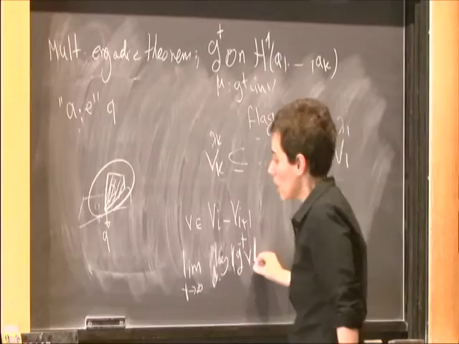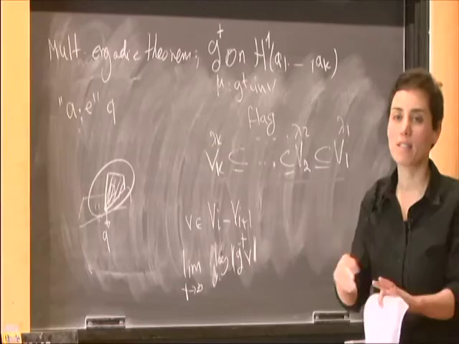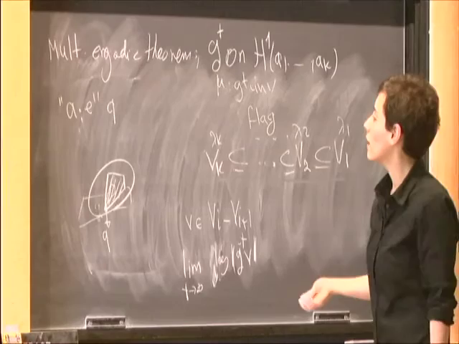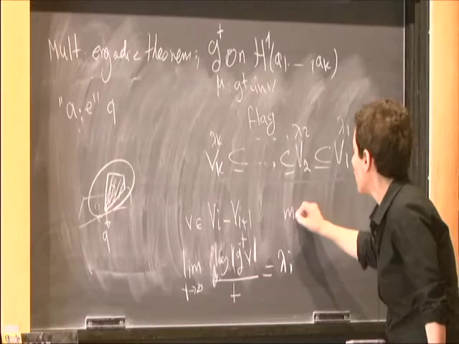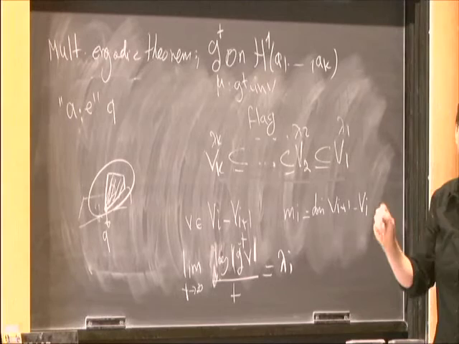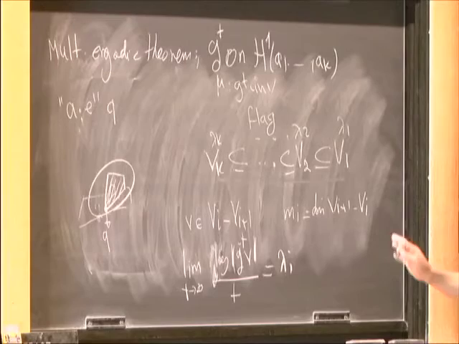If you start from v, go along the geodesic flow, fix some norm on your space, and see how the length of this norm grows, then it grows exponentially, and these numbers are called Lyapunov exponents: the limit divided by t is lambda i. And m_i, the dimension of V_i minus V_{i+1}, is the multiplicity. So the V_i's can have multiplicity, which can cause a lot of trouble. But imagine they are simple, that is, multiplicities are all 1.